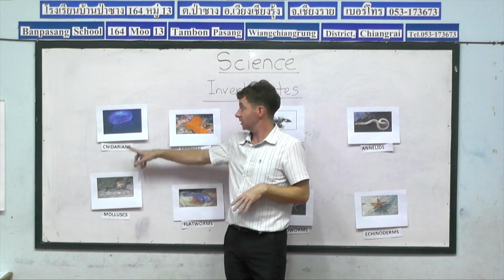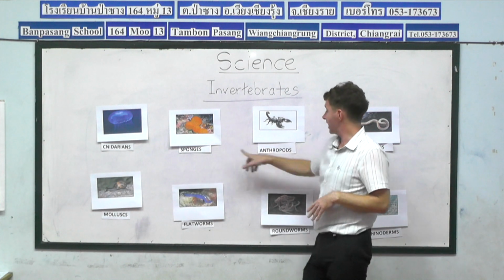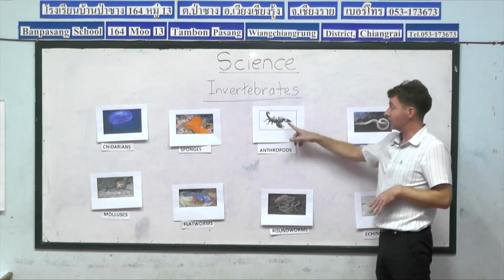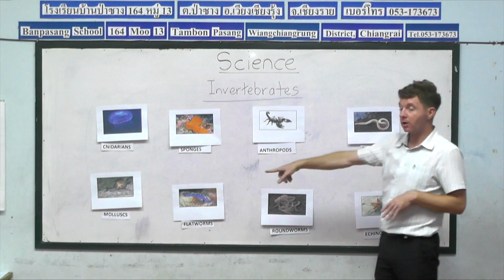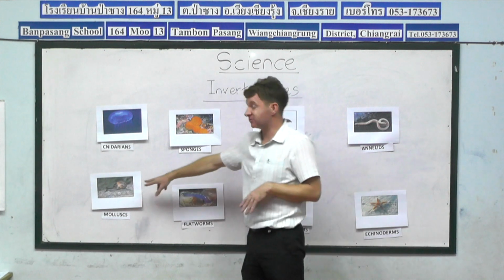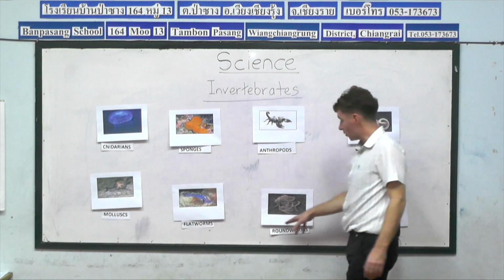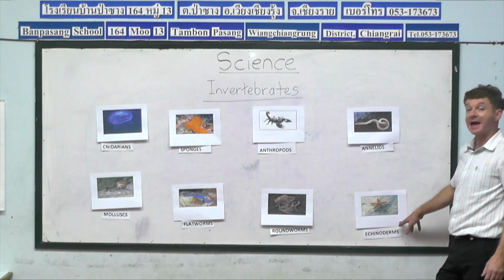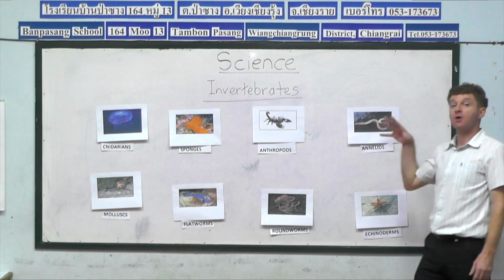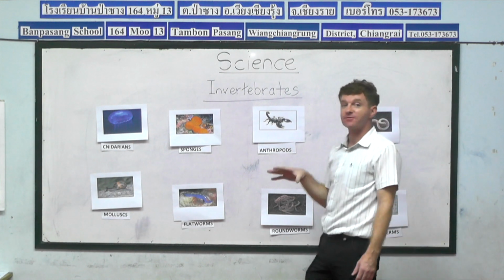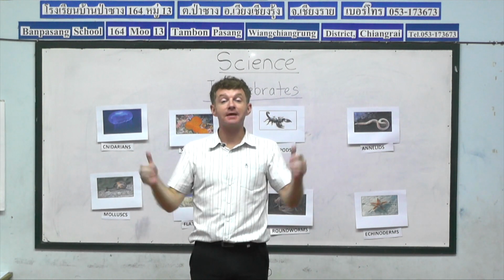Cnidarians, such as jellyfish. Sponges. Arthropods, like a scorpion. Annelids, mollusks, such as a snail, the ones with the shells, flatworms, roundworms, and echinoderms, like the starfish. These are all the different groups of invertebrates that we've learnt about in today's lesson. So very well done, guys. That was excellent.